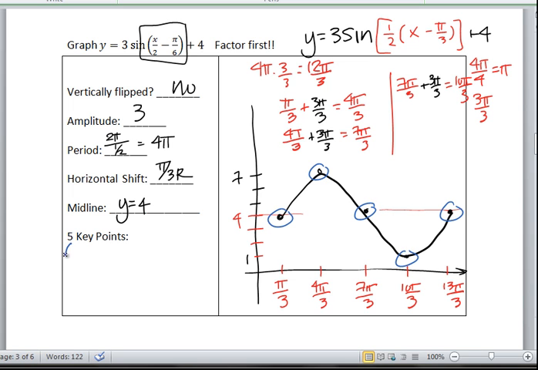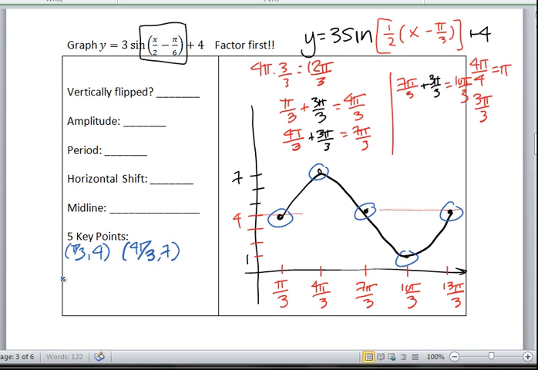And so they are pi over 3, comma 4, 4 pi over 3, comma 7, then I have 7 pi over 3, comma 4, and then I have 10 pi over 3, comma 1, and last but not least I have 13 pi over 3, comma 4.